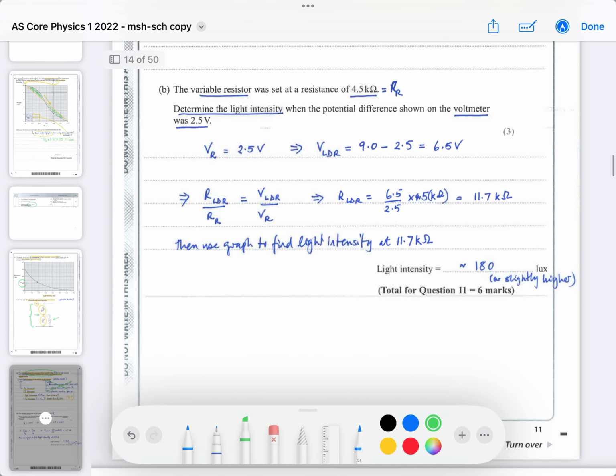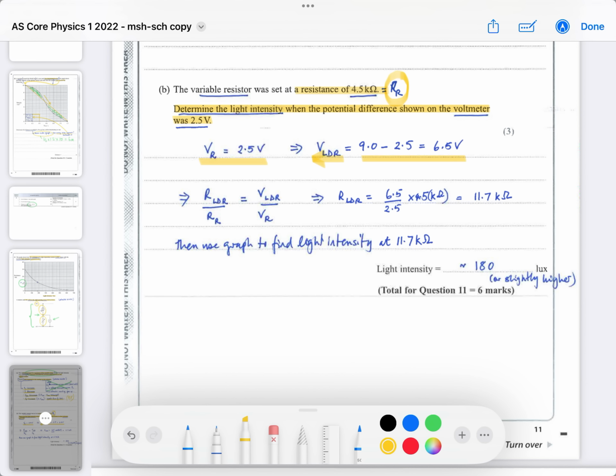The next question says the variable resistor was then set at a resistance of 4.5 kilo ohms. So we know the resistance of the variable resistor, I put RR there. Determine the light intensity when the potential difference on the voltmeter was 2.5 volts. So if we know that the 4.5 kilo ohms produces a voltmeter reading of 2.5 volts, we can work out the ratio. So we know the voltage of the variable resistor is 2.5. That means we know the voltage of the LDR from that, as being 6.5 volts.